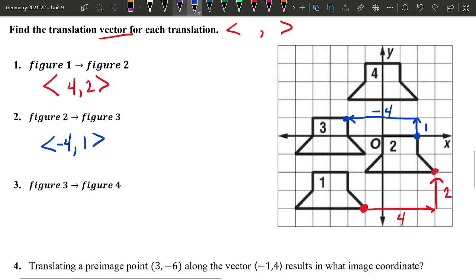And then one more. From figure 3 to figure 4. I'm going to choose the top left corner of figure 3 and the top left corner of figure 4. So to get from 3 to 4, I have to go up and I have to go right. So these are both positive directions. I'm going up 1, 2, 3 units, and I'm going right 3 units. So the translation vector is 3, 3.